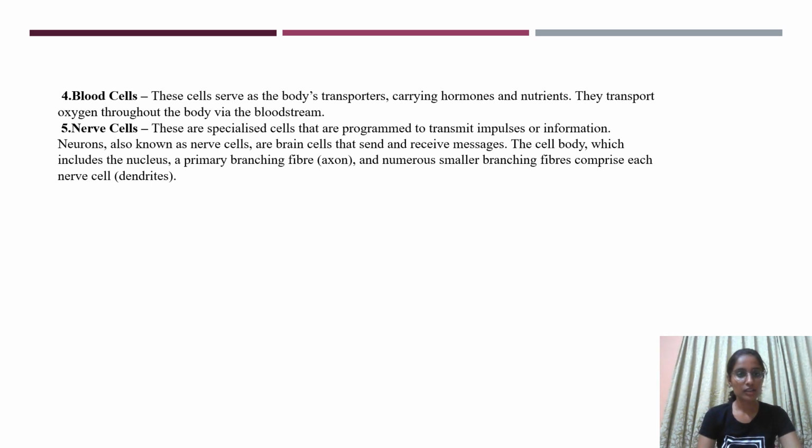Nerve cells. These are specialized cells that are programmed to transmit impulses or information. Neurons, also known as nerve cells, are brain cells that send and receive messages. Each nerve cell comprises the cell body, which includes the nucleus, a primary branching fiber, the axon, and numerous small branching fibers called dendrites.